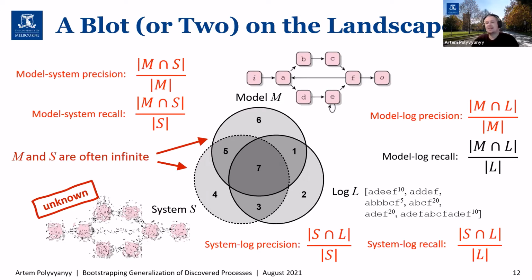So if a system is unknown, of course, we cannot measure many of those 6 measurements. We cannot, let's say, measure the cardinality of a set S. Well, we don't know it. Also, if sets M and S are infinite, so they describe infinite collections of traces, we cannot really establish cardinality. Well, we can establish cardinality, but we need to adhere to some definition. What is the cardinality of an infinite set? And then all the systems and models that describe infinite collections of traces become incomparable. So the only thing that we can really measure in this case is model-log recall, because the log is always finite, and the overlap between model and log will be a finite set, and we can measure the cardinality of that. But everything else becomes problematic.